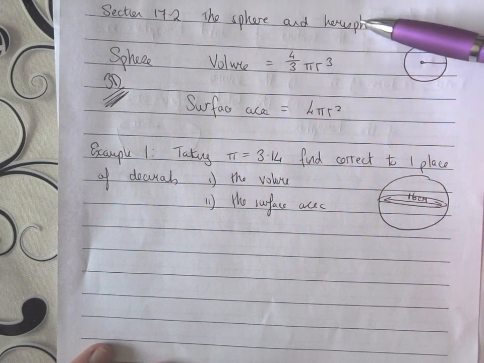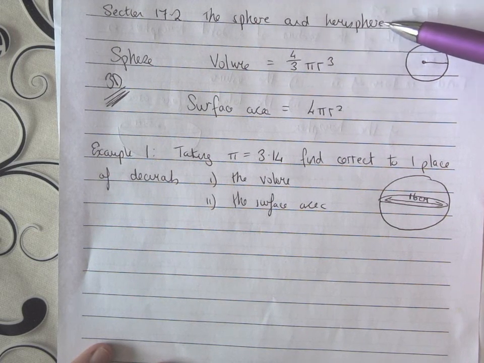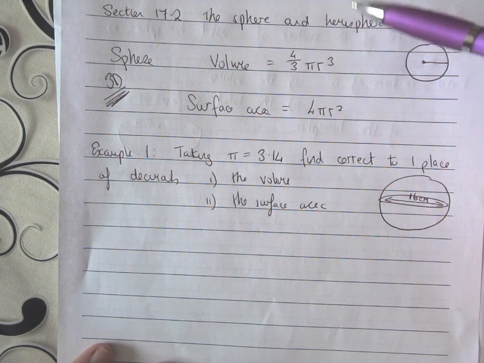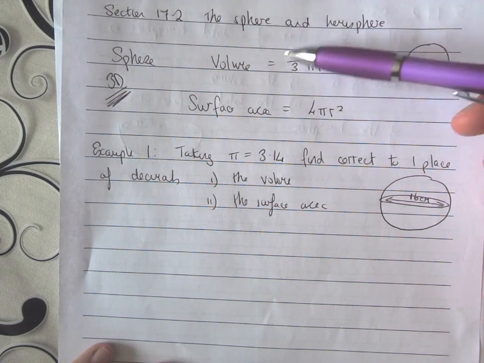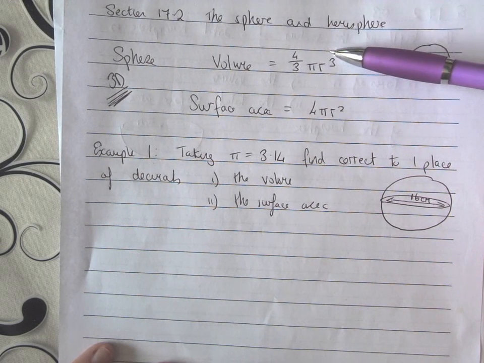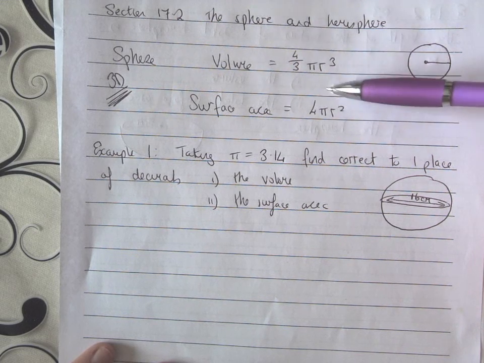Now the hemisphere formulas are given in your book, but they're not given in your logbooks. So you're not going to have the hemisphere formulas, but all you have to do is half this. So if you want the volume of a hemisphere, you just half your answer when you get the volume. Or if you want the surface area of a hemisphere, you half this.